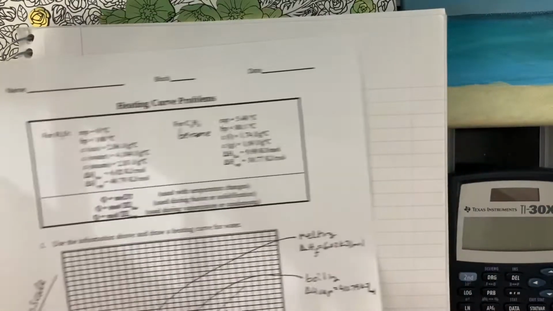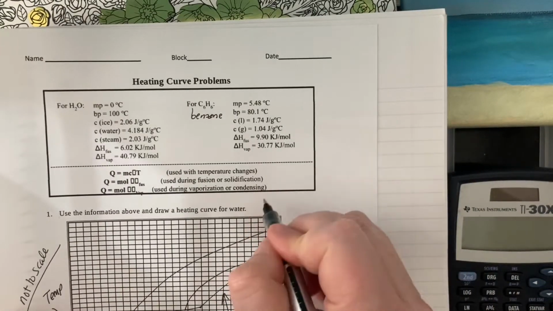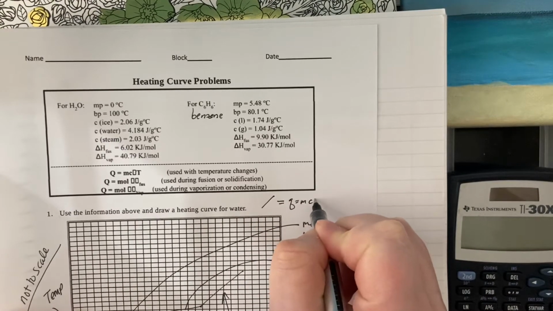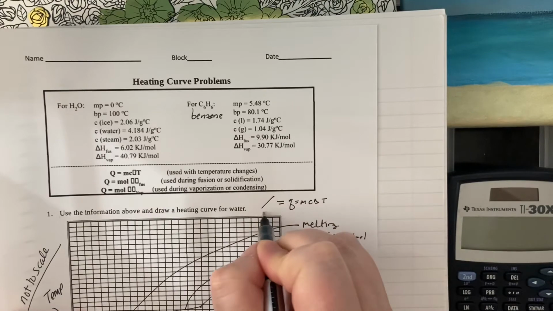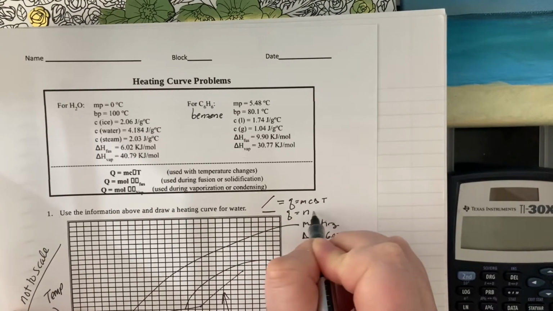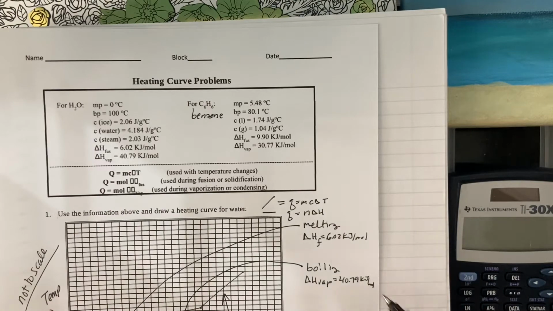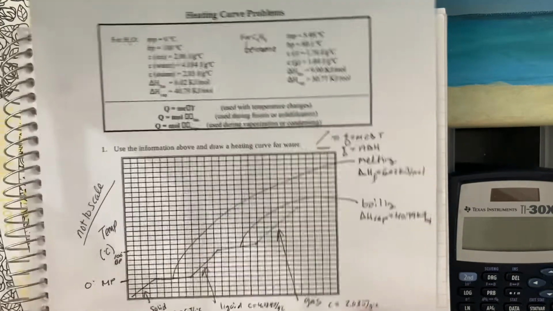Okay. And if you remember, if it's a diagonal line, we are going to be using our MCAT equation. And if it's a flat line, we are going to be using our change in enthalpy equation. So you have those two equations written right there.